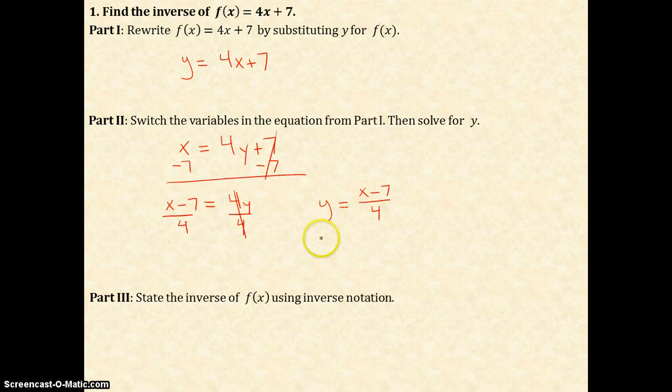Now I need to state the inverse of f of x using inverse notation. And inverse notation looks like this. F inverse, the little negative 1 power, means f inverse of x equals x minus 7 over 4.